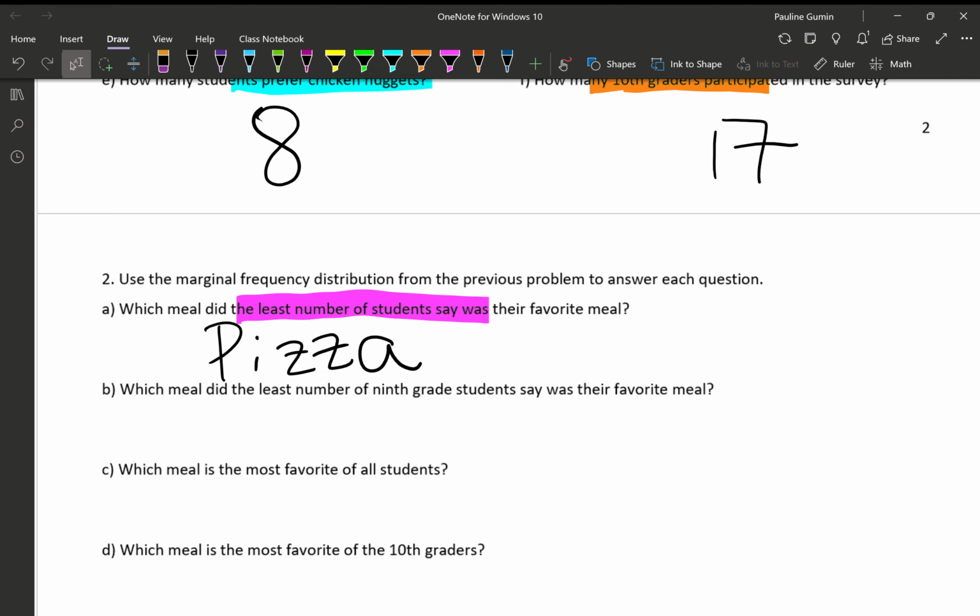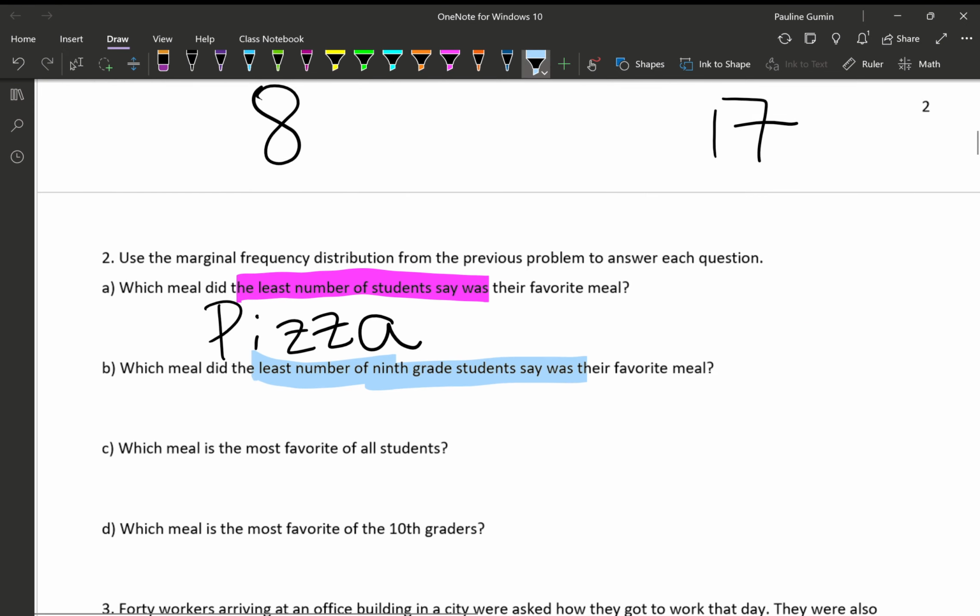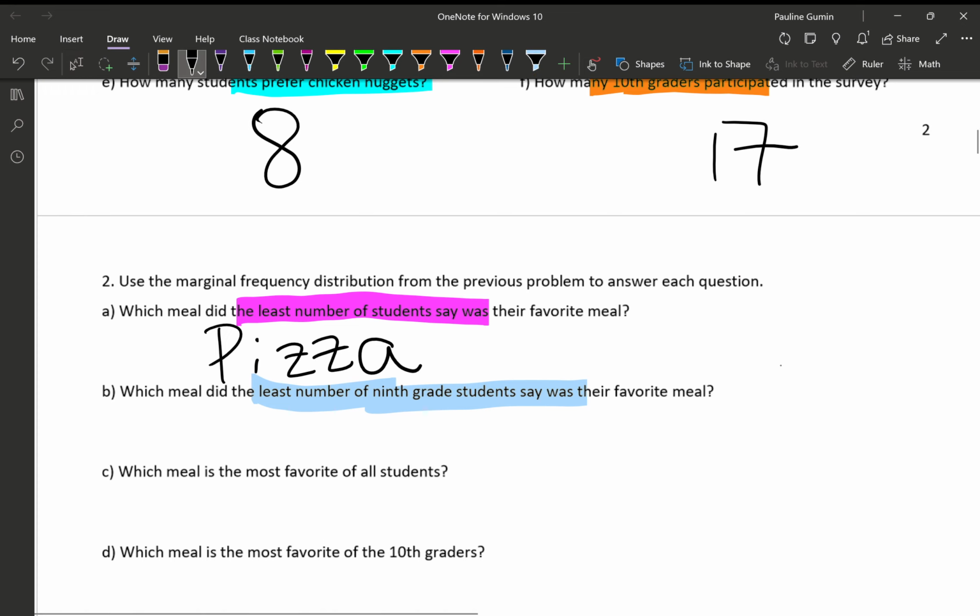Number 2B. Which meal did the least number of 9th graders like? Okay. Do I have more highlighter colors? Let's see. What else do we have here? Because I already used all of them. Ooh, okay, how about this? 9th graders. Least number of 9th graders. Okay, so let's look at the row for 9th grade and find the smallest number. Chicken nuggets. What? I love chicken nuggets.